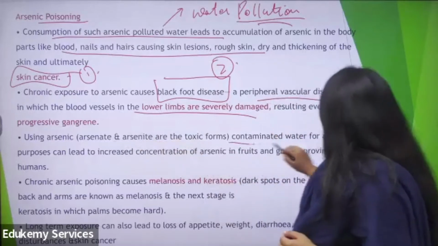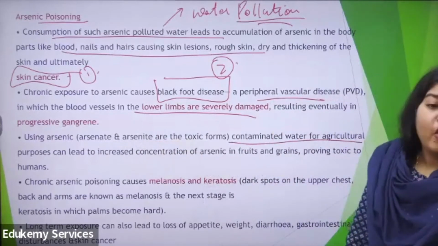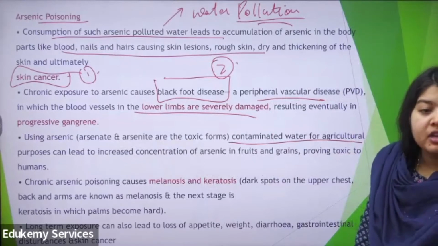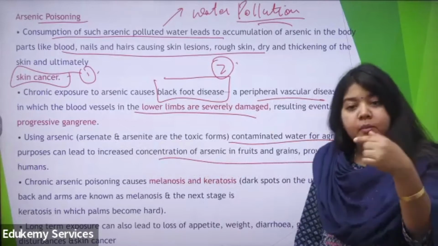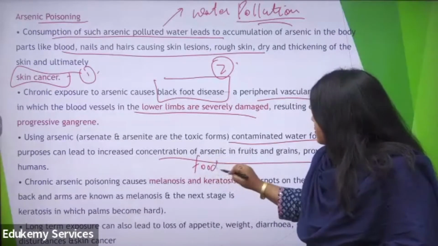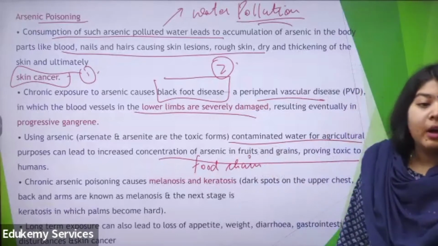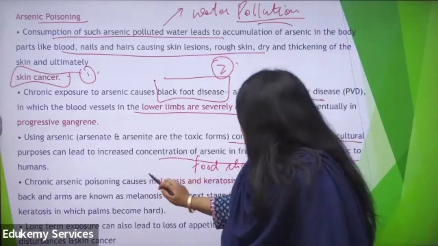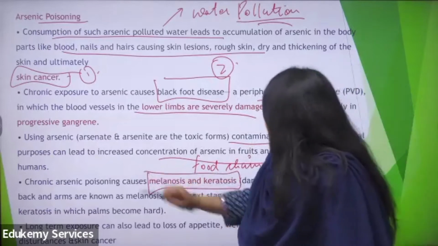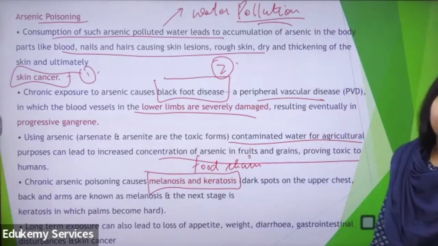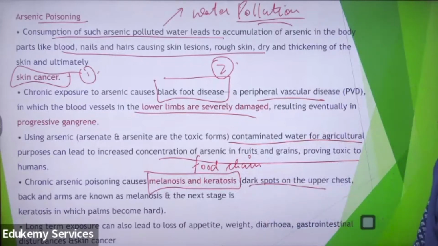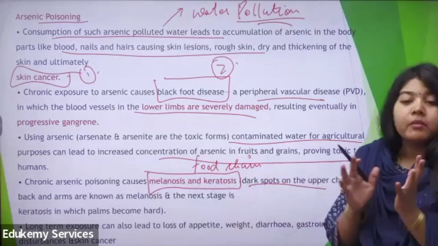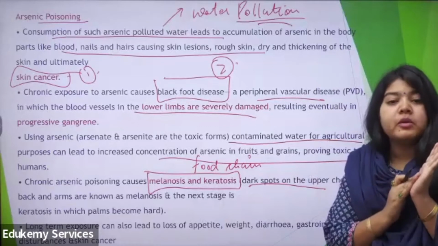Using arsenic contaminated water for agriculture can lead to increased concentration in fruits, grains, and it becomes part of the food chain. Apart from this, the chronic arsenic poisoning causes melanosis and keratosis. What is it? Melanosis stands for dark spots on the upper chest, back, and arms. And the next stage is keratosis, in which the palms become hard. The skin becomes permanently hard.